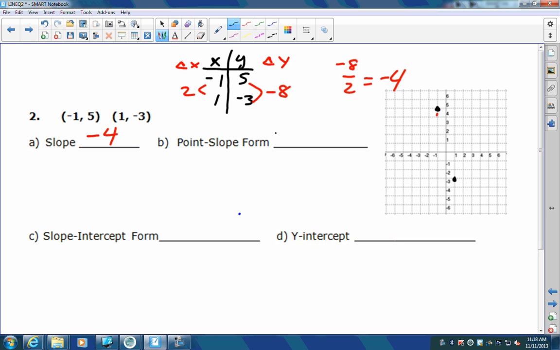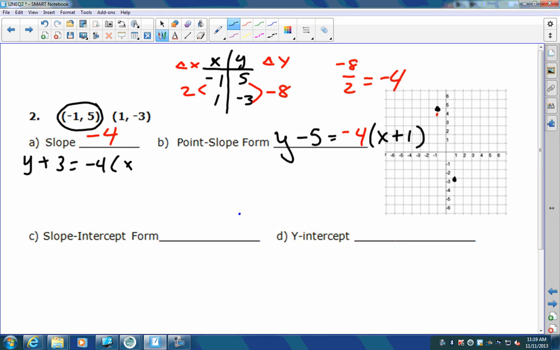Point slope form, it doesn't matter which one of these you choose. I'll go with this one. I have y minus y1, which is 5, equals, m is the slope, negative 4, times x minus x1. x1 is negative 1, so that changes this to positive 1. Now, if you use the other point, your equation would look like y plus 3 equals negative 4 times x minus 1. So if you did the other one, that's what your equation would look like.